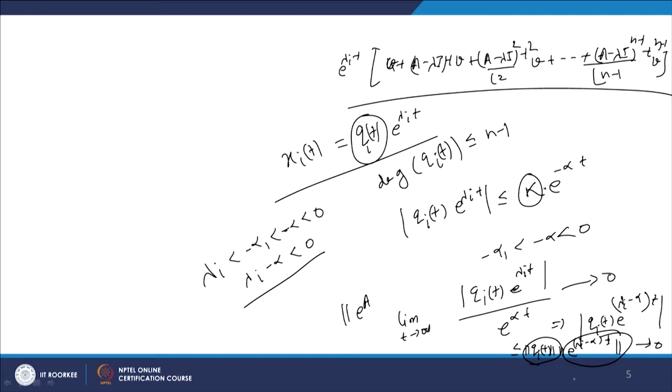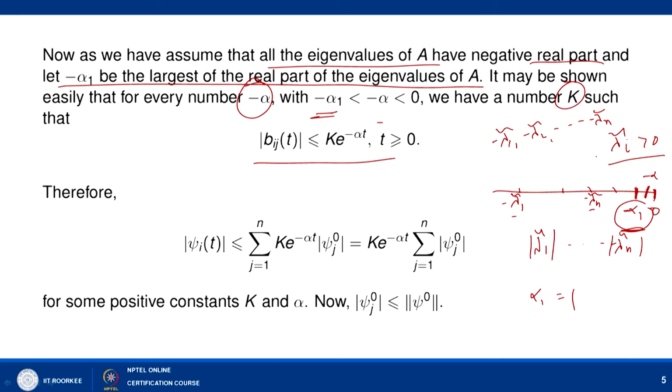So, I can always find a constant k such that the norm of b I j t is less than k e to the power minus alpha t. That is what we have written here: b I j t is less than or equal to k e to the power minus alpha t, for t greater than or equal to 0. We can always do this. Let us again work on this, and this is true. You can consider this as homework and let us relook at it.